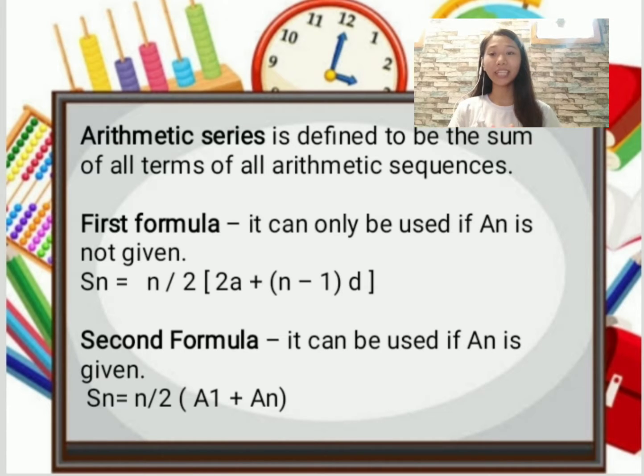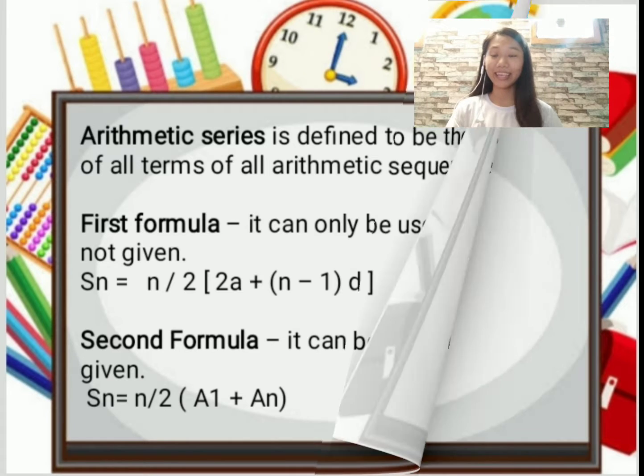Here, S sub n is the sum of the given series, and n is the number of terms to be added up. The 2a sub 1 involves our first term, and d is our common difference. Our second formula is S sub n equals n divided by 2 times the quantity a sub 1 plus a sub n. That is the second formula that we will use if a sub n is given.